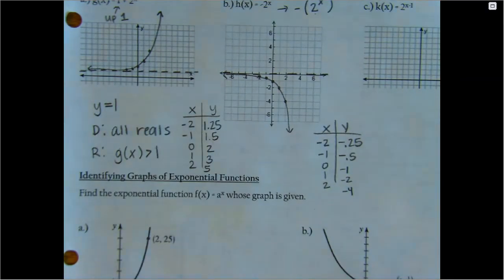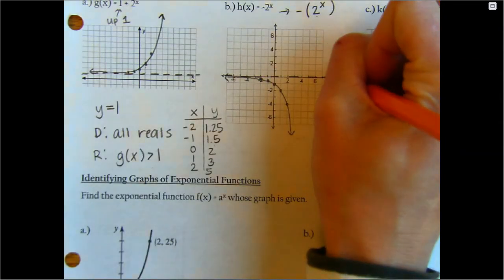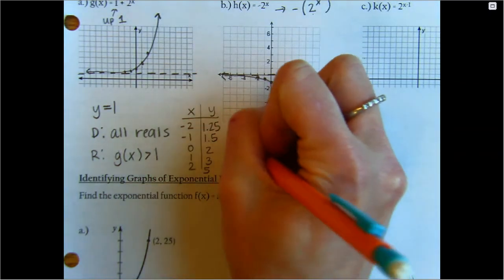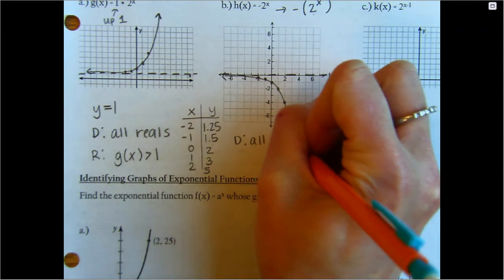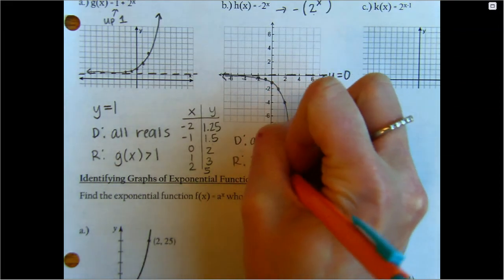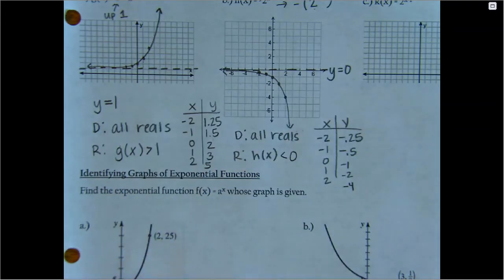Now this would also affect your range. Okay, so my asymptote doesn't change. My horizontal asymptote is still y equals 0. Your domain's never going to change, just all reals. But now my range is my y values, h of x, that are less than 0 because we flipped it. So the transformations help you figure out the domain. Well, the domain will never change, really the asymptote and the range.